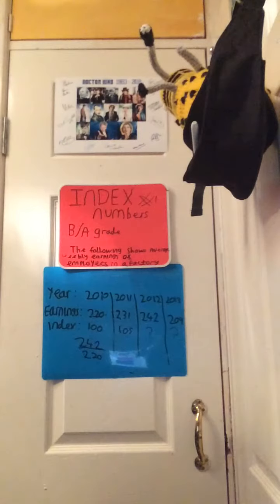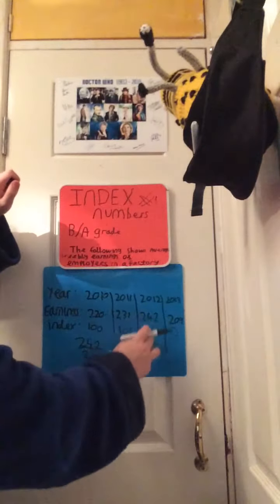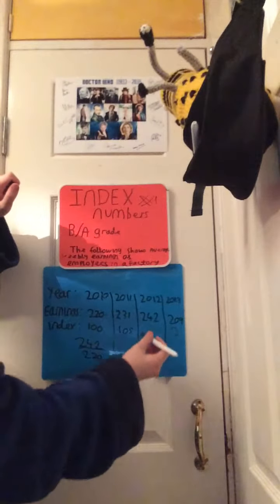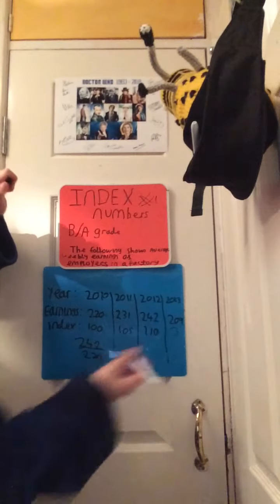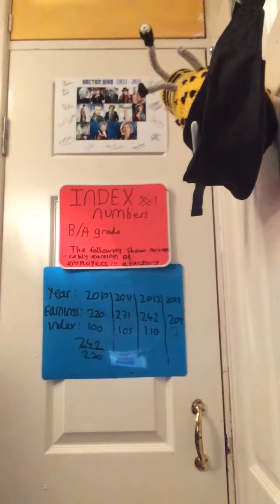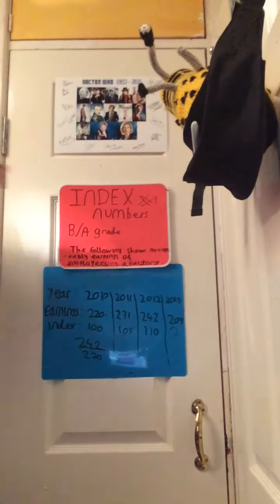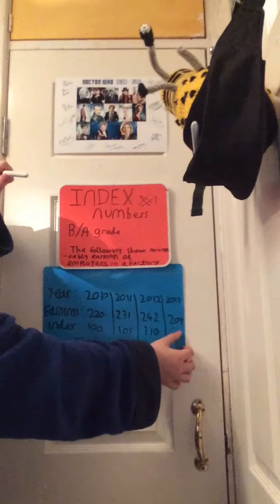So 242 divided by 220 is 1.1. 1.1 times 100 is 110, right? So this goes down as 110. Last one, right? This is the last one.